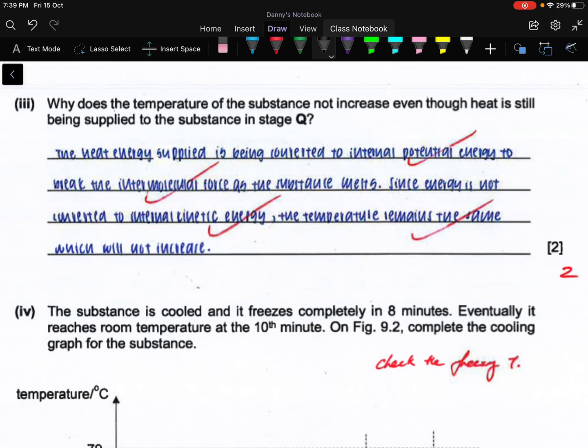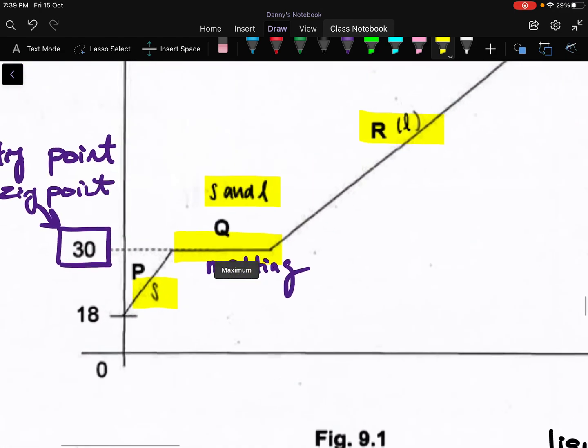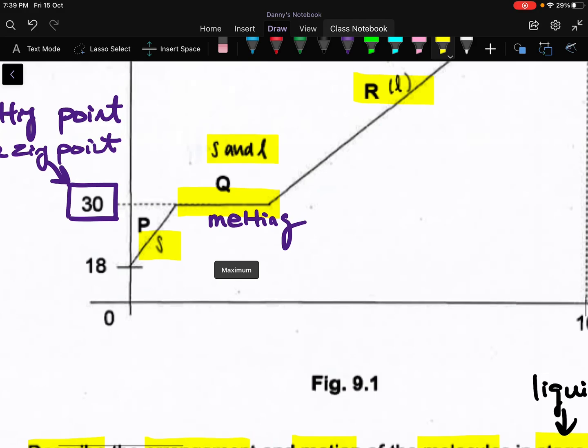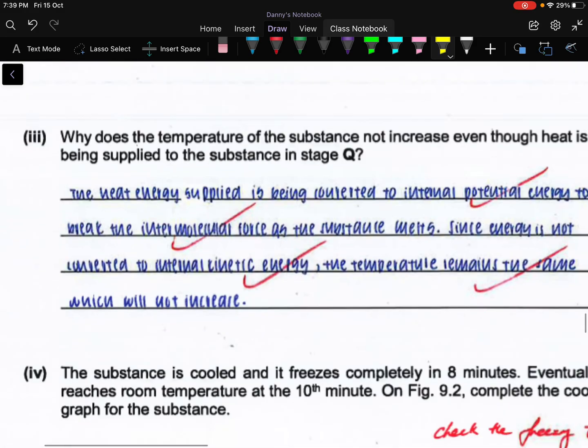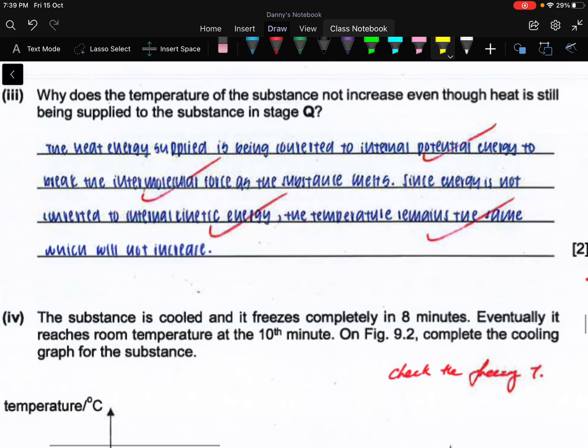Okay, for part 3, very well done. This shows that this student has studied and she answered the question completely. So the question is asking, why is it that even though the heater is on, there's no change in the temperature? If you look at Q, you can see that the temperature remains at 30, but the heater is still on. So what the student is trying to do is to account for this energy. So it says that the thermal energy that is being supplied is converted to IPE. And what does the IPE do? It is used to break the intermolecular forces. Very well done, 1 mark.